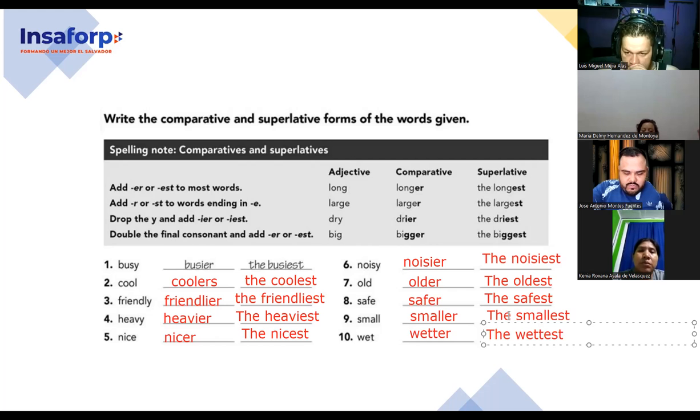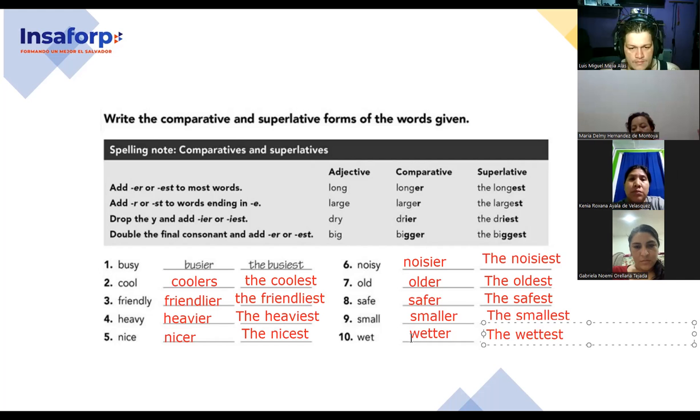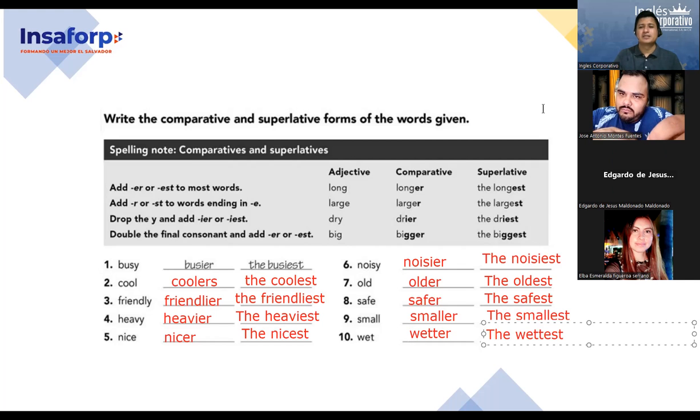Question for you, Jose Antonio Montes. Hello. Good evening. How are you? It's nice to have you one more time. Please select one of these adjectives and give me a comparative sentence and then give me a superlative sentence. You can select whatever adjective you want. No, I mean, give me a sentence. A sentence.